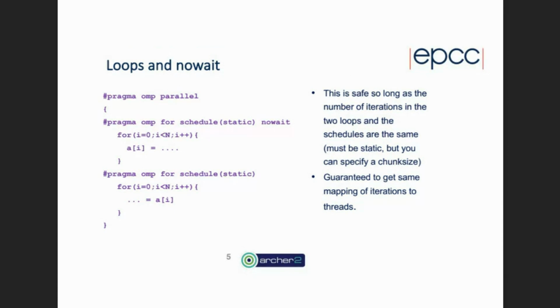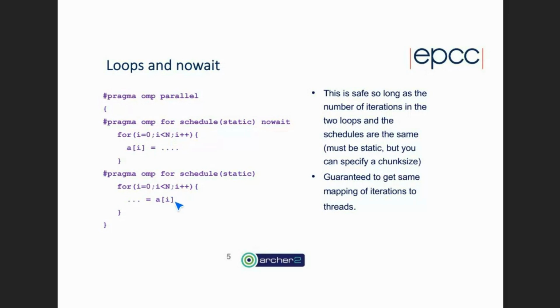Next one up is what can you? It's basically a question of what assumptions you're allowed to make about the way that loops are scheduled. So an example here would be, I have a parallel region and I have two parallel loops inside it, and the loops have the same bounds, the same number of iterations.